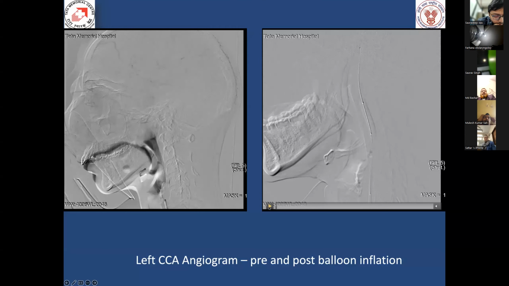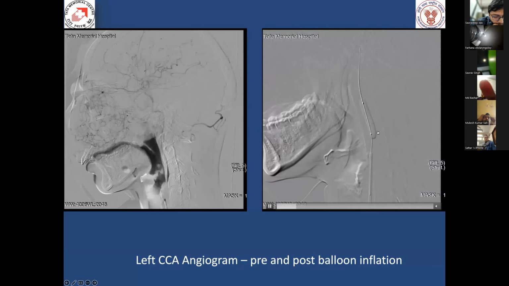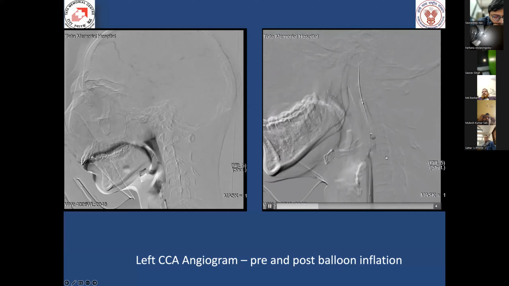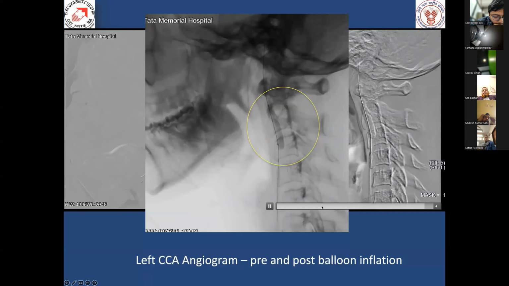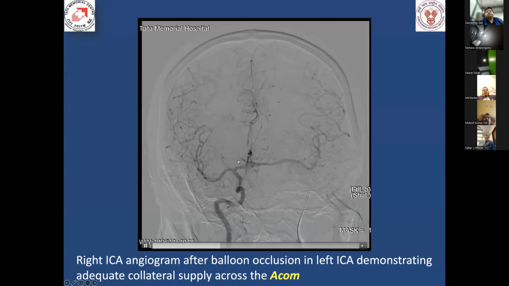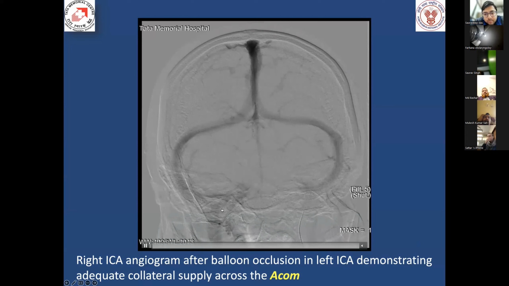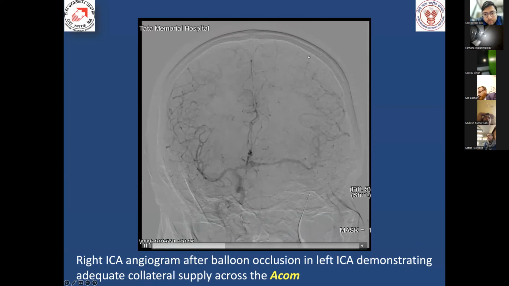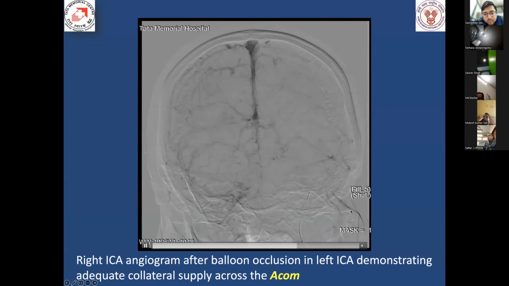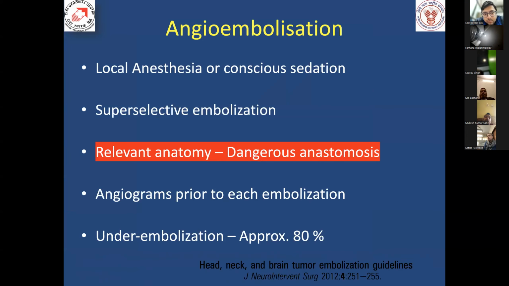Here you can see this is a balloon. We have taken it in the carotid. We have inflated the balloon. So this is the balloon which is inflated, and once it is inflated, we quickly do the angiogram of the contralateral. Here you can see that there is robust supply coming from the ACOM. You can see here the left side is also being supplied. So essentially means that the patient would tolerate any ligation of the carotid on table.